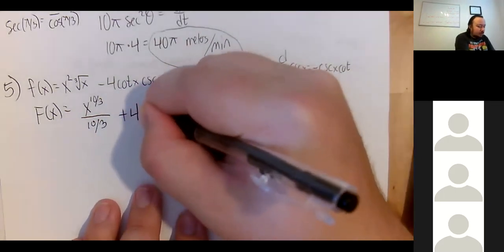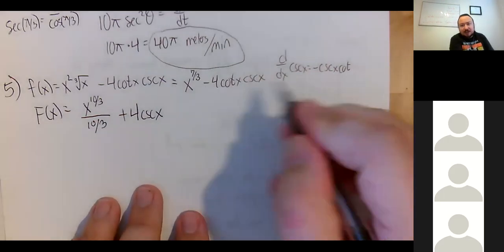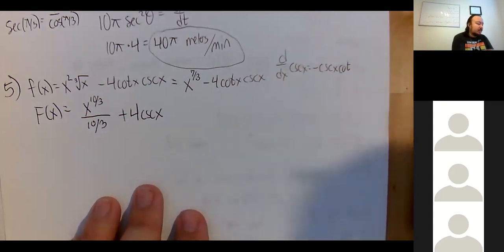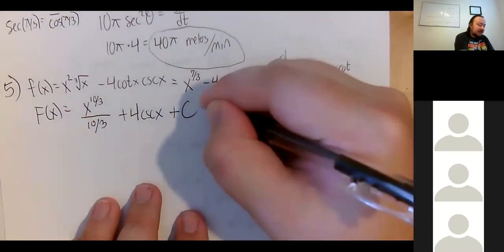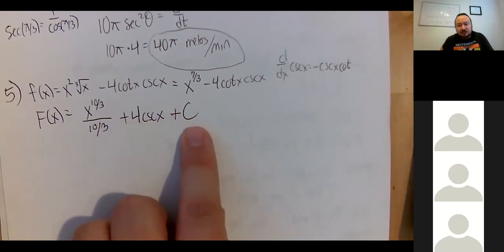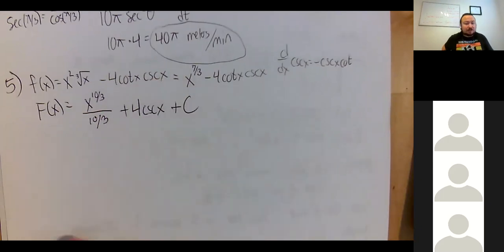We're going to end up with 4 cosecant of x right here, because the negative is used up in the antiderivative. And then with all antiderivatives, we have to add in a plus c at the end, because for all I know, when I take the derivative of this, there could have been some constant here that went away to 0 and it turned into that.